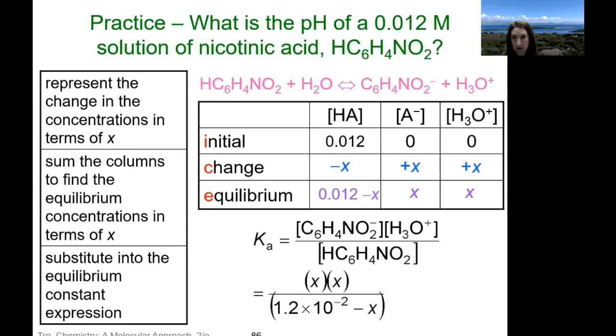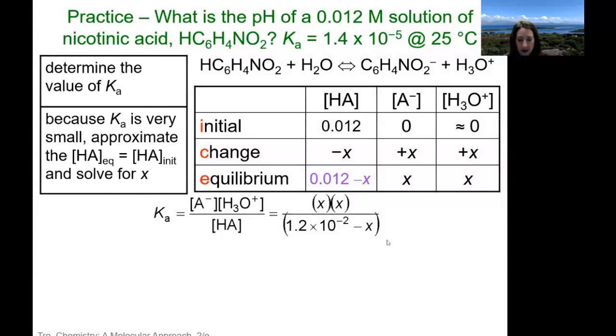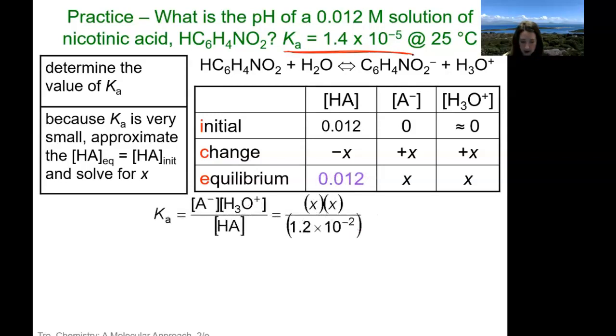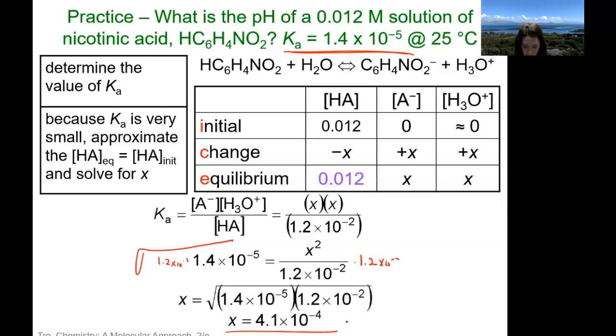So here's where we were. We assume x is small. There's my Ka. So then I'm just going to plug in my Ka, and we solve for x. Multiply by 1.2 times 10 to the negative 2, and then take the square root. And we get 4.1 times 10 to the negative 4. Now, remember, this is our x, or our change.